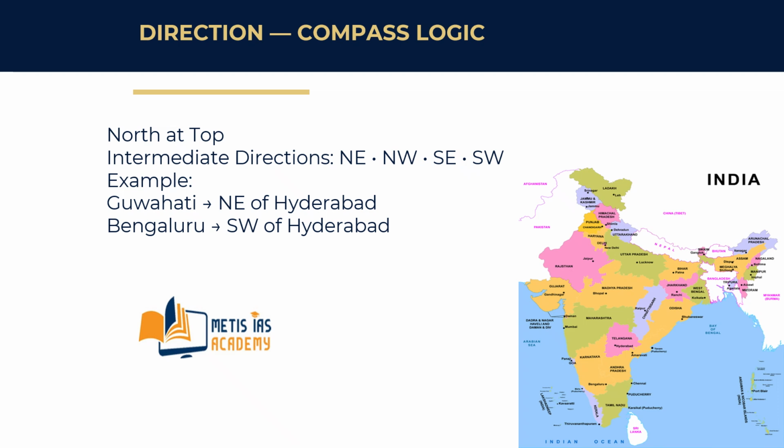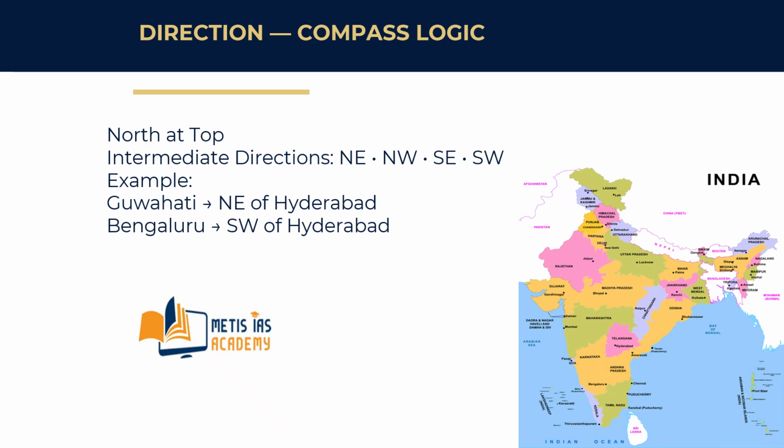Next one, and an important one, the second one, that is direction. Most maps keep north at the top, but UPSC often tests relative direction, not only north or east or west. Look at the India outline on the slide. Hyderabad in the center, Guwahati towards the northeast, Bangalore towards the southwest.